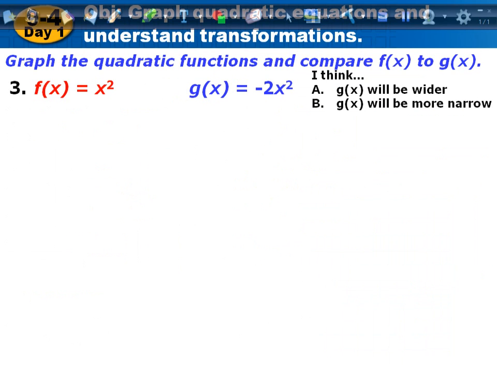All right, number 3, again, we're going to do the same thing. We're going to compare f of x as being x squared to g of x being negative 2x squared. We want to know if you think A, g of x will be wider, or B, g of x will be more narrow. We looked at the 1/2. The 1/2 made it wider. What do we think putting a negative 2 in front of the x squared is going to do to it?